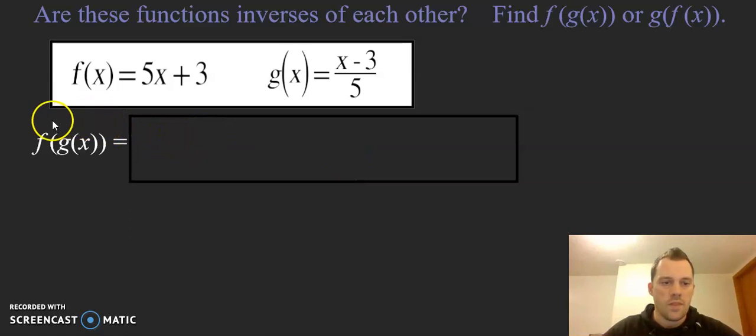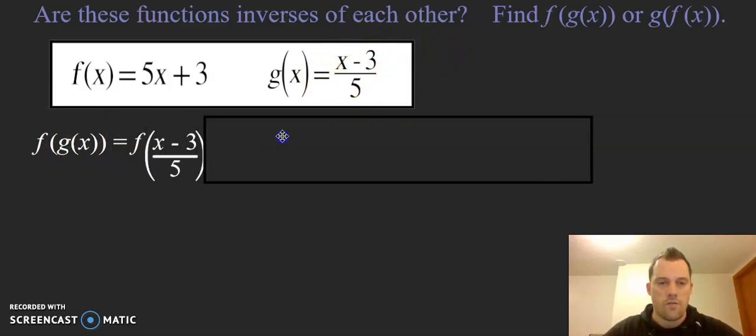So if we have f of g of x, that's what we want to evaluate. g of x, we're not plugging a value into our g function, so g of x is just x minus 3 over 5. So this is our output for our g function. We're going to input that into our f function, and if it gives us x, then it should tell us that these functions are inverses.